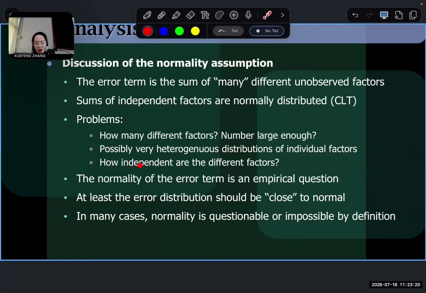Next one: how independent are the different factors? The question is, are they actually independent? The Central Limit Theorem needs the factors to be roughly independent of each other, but real-world unobserved factors are often correlated with each other too. So this is the challenge and the problems.